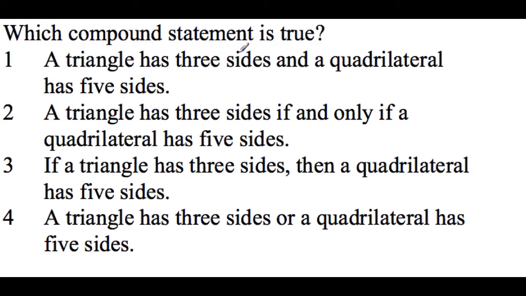Now, which compound statement is true? We have to remember how the relationship works. A triangle has 3 sides, and if you use the word and, that means it has to be true in both cases. A triangle has 3 sides. Okay, that's true, but quadrilateral has 5 sides. That is false. So when you have true and false, then in that conjunction, the conclusion will be false.